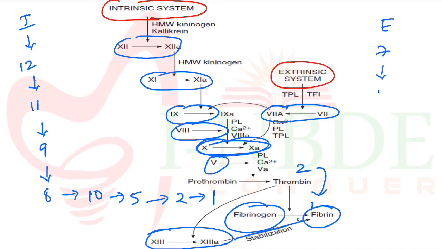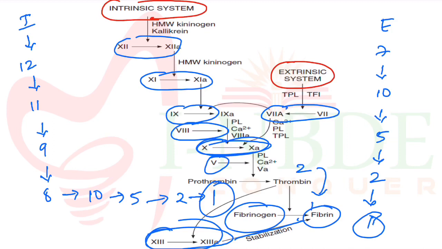So extrinsic is 7 is going to activate 10. 10 is going to activate 5. 5 is going to activate 2. 2 is going to activate 1. Finally, the 1 will be stabilized by factor 13. I hope it's very clear now.